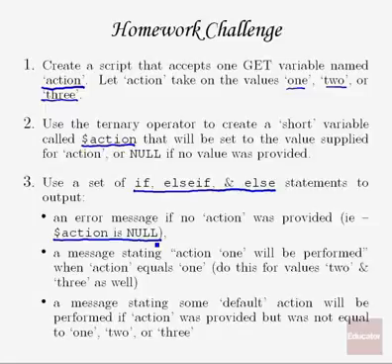If action is specified, but it has a value that's not 1, 2, or 3, for example, let's say the user specified action equals 4, then I want you to output a message saying that some default action was performed instead.